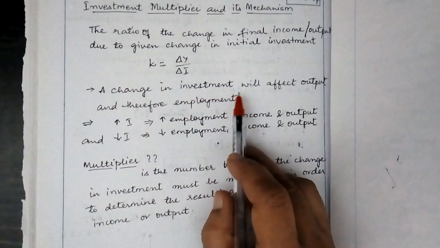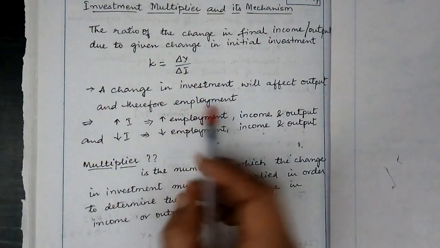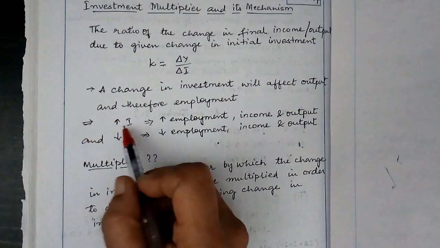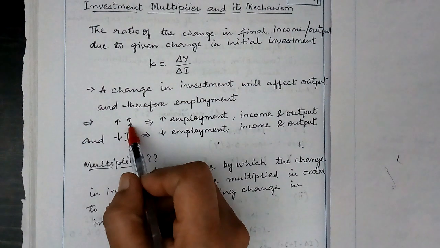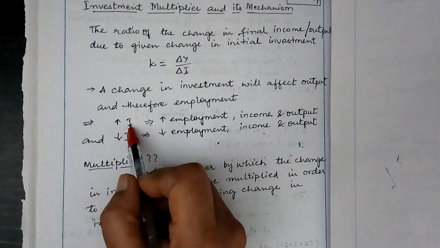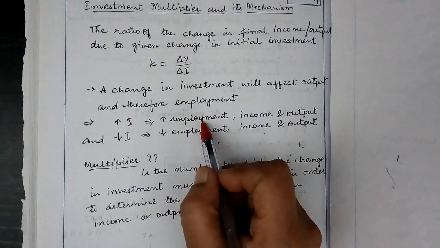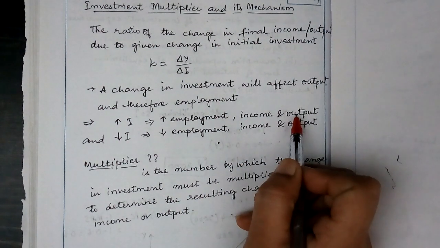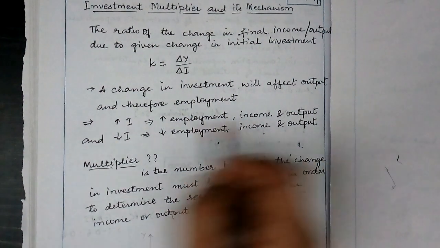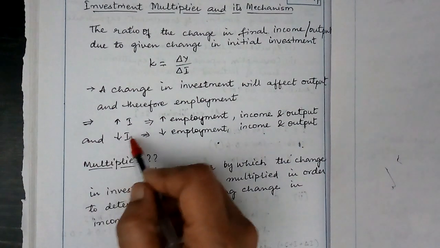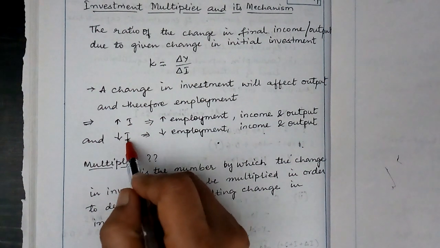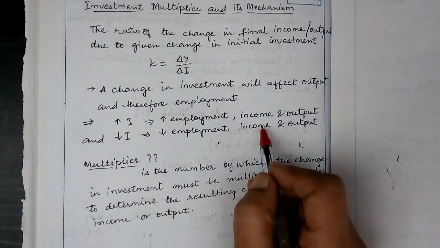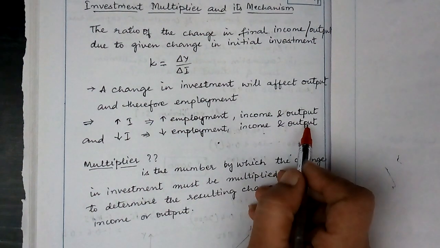So a change in investment will affect output and therefore employment, which implies that if there is an increase in the investment, additional investment, it will raise employment, income as well as output. Conversely, a reduction in investment will reduce employment, income as well as output.